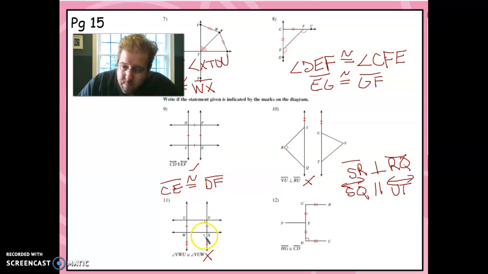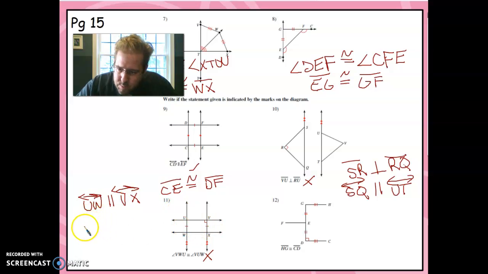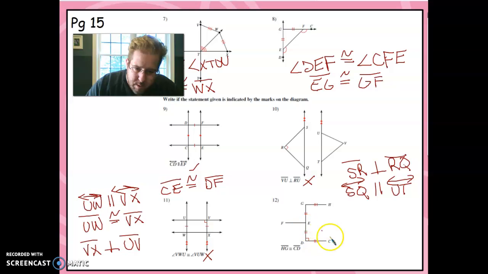Let's see. We have a lot of information given here. So we've got parallel lines. We could say UW is parallel to VX. We've also got congruent segments. So segment UW is congruent to VX. And it looks like we also have a perpendicular. So we could say VX is perpendicular to UV. So a lot of information provided in that one.